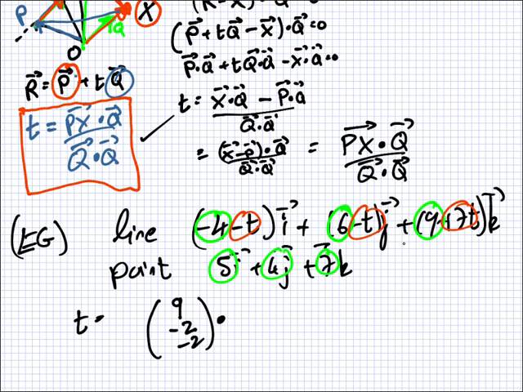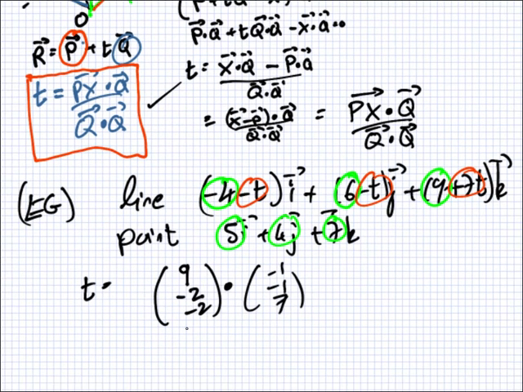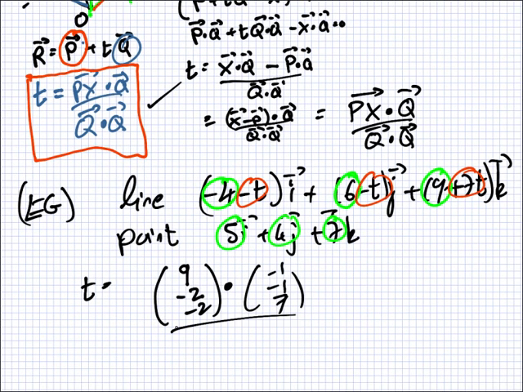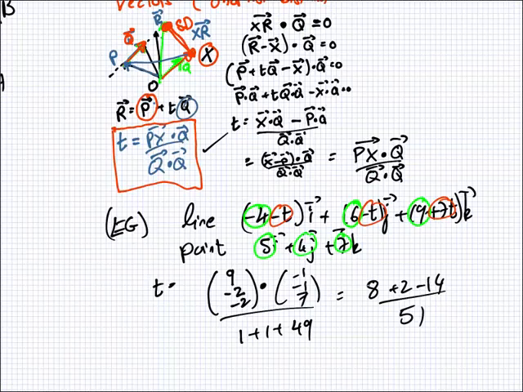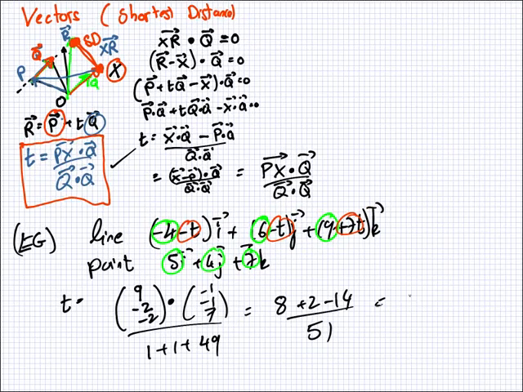Over Q dot Q, which would be 1 plus 1 plus 49. Sorry, it's 7, not 17. So this is 8 plus 2 minus 14 over 51.